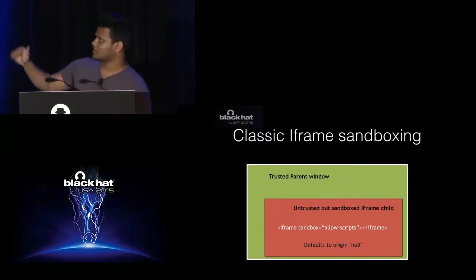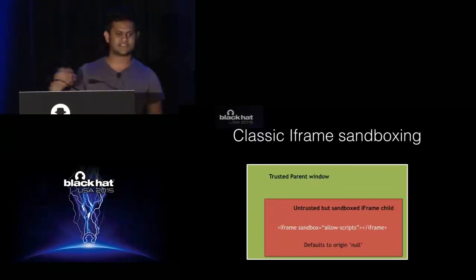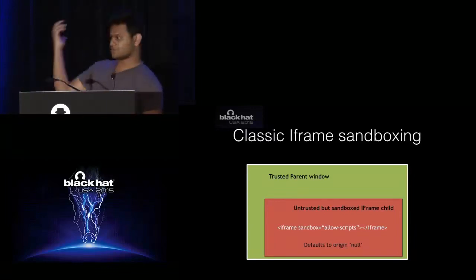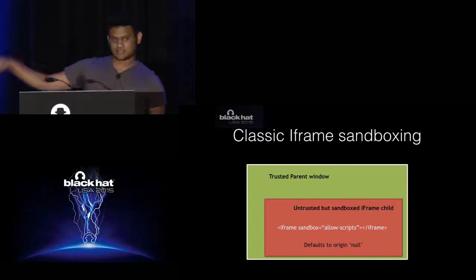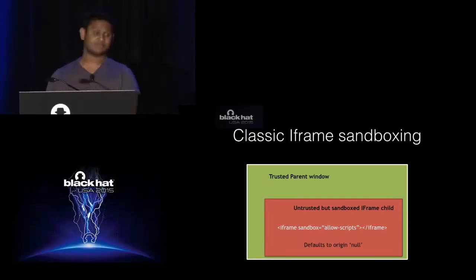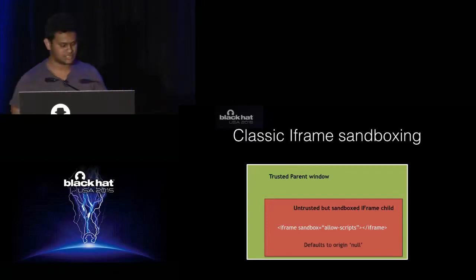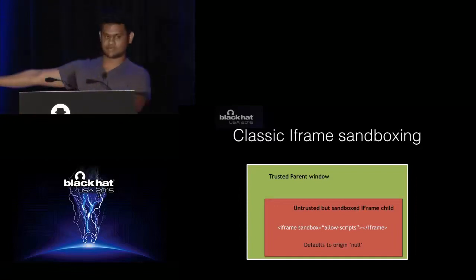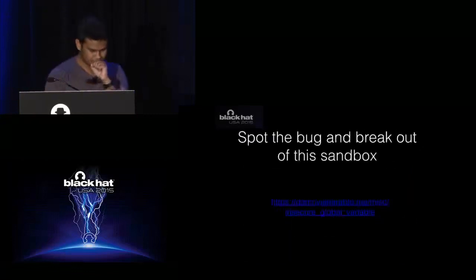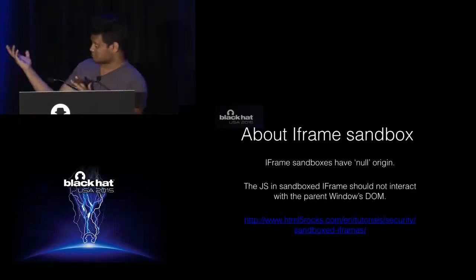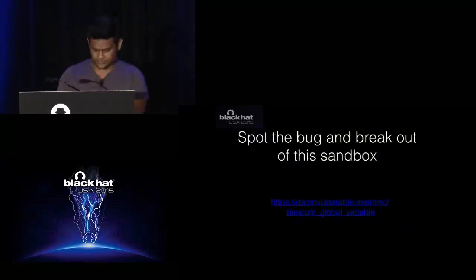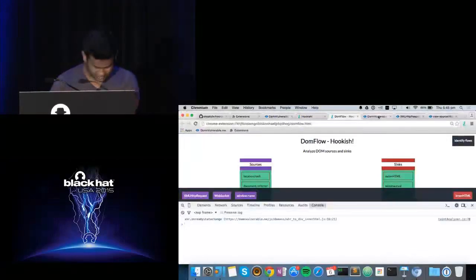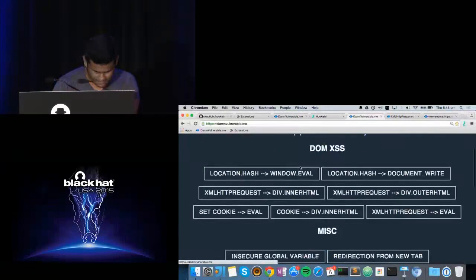As you can see here, you have a trusted parent window. Think of websites like JSFiddle, CodePen.io, things like that. And then you have an untrusted sandboxed iframe child, whose origin by default would be null. You just say, I need access to allow scripts. So any script that this iframe executes would be executed in the context of the null origin. This is the explanation of what an iframe sandbox is, and I have an example of this written as code in DAM vulnerable. Let me go through that pretty quickly.